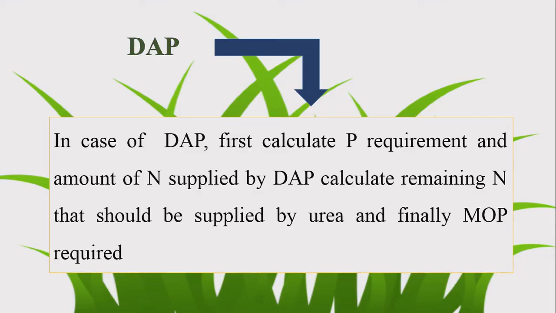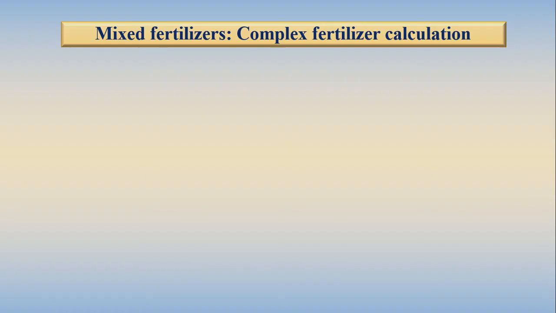In case a complex fertilizer like DAP is used, first you have to calculate the phosphorus requirement based on the given problem, and you have to calculate the amount of nitrogen supplied by that DAP, and the remaining nitrogen should be supplied by urea, and later you have to calculate the potassium by MOP or SOP. Let's see one more calculation using complex fertilizers.